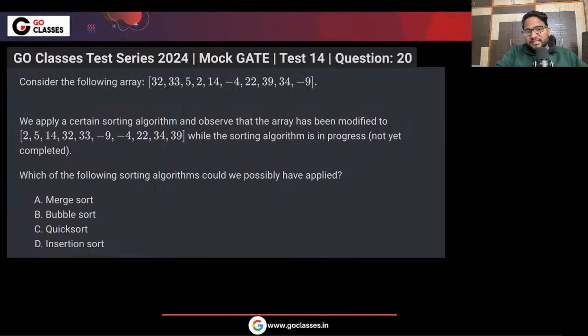And it cannot be insertion sort. The reason is that insertion sort has one invariant. You will first take this and fit it, then take this and fit it, then take this and fit it, and so on. So you can check it, it won't be followed by insertion sort.